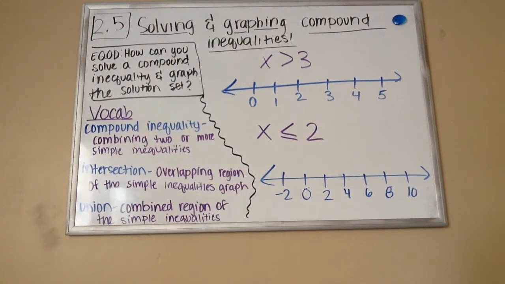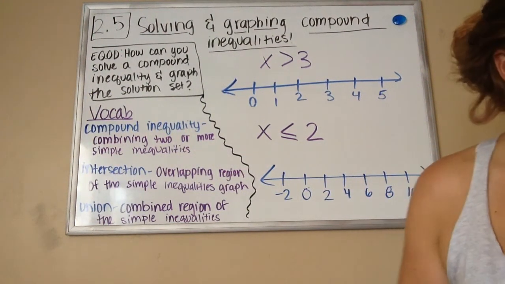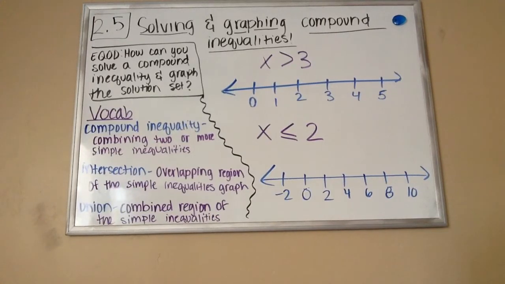Alright, so section 2.5, we are still going to talk about inequalities, but now we're amping it up a little bit. So this is solving and graphing compound inequalities, which means we're going to be looking at more than one piece of an inequality. So our essential question asks us, how can you solve a compound inequality, and how do we graph it?